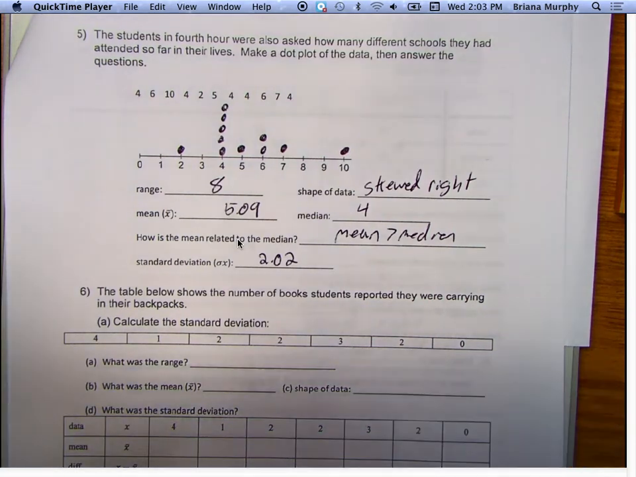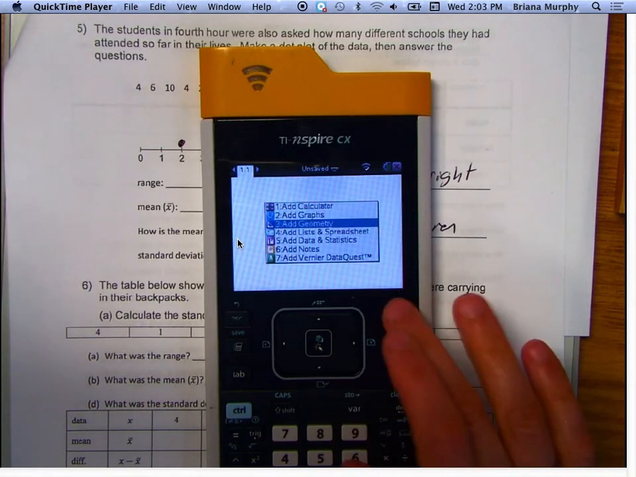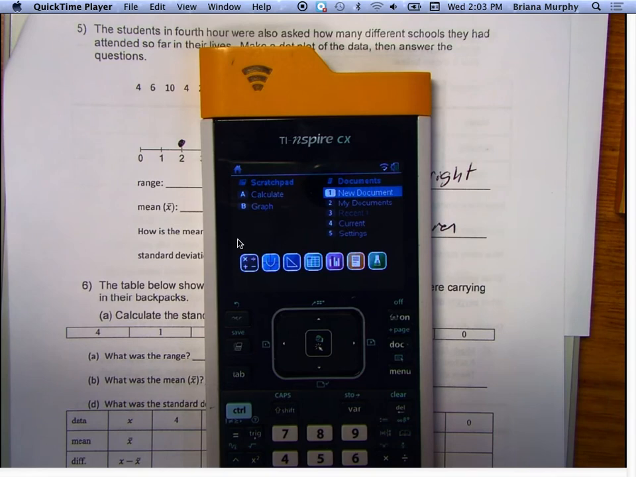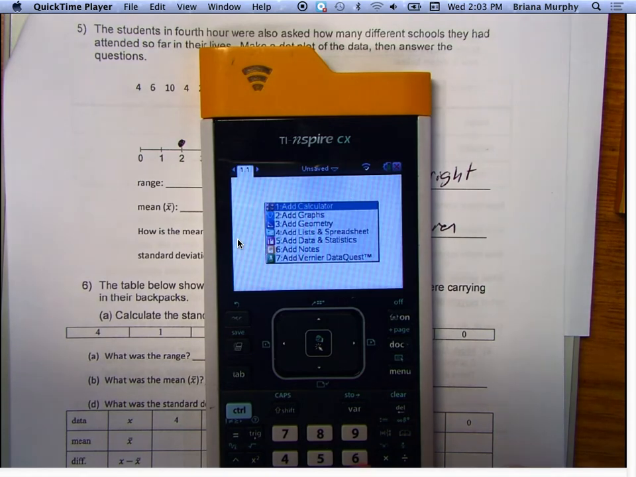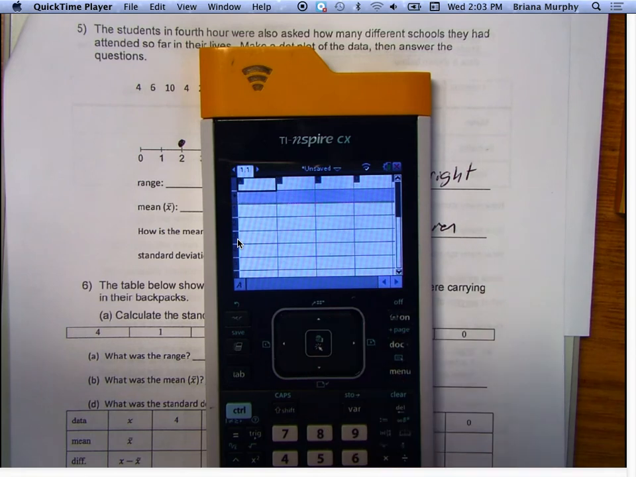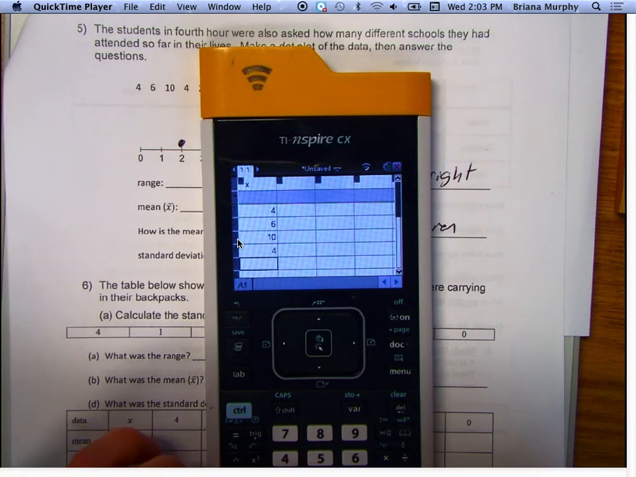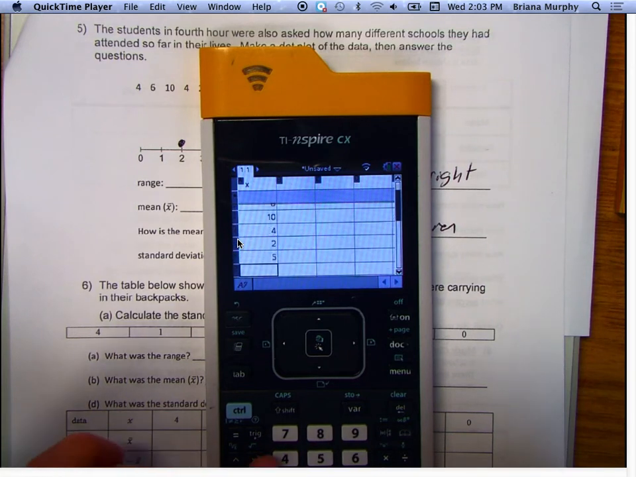So, guys, I'm going to open a list. So we go to the first page right here. We hit 1. We hit 4, and we get a list. And then let's enter this. I'm going to make it go up to A and hit X. Skip the gray line, right? I hit 4, 6, 10, 4, 2, 5, 4, 4, 6, 7, 4.